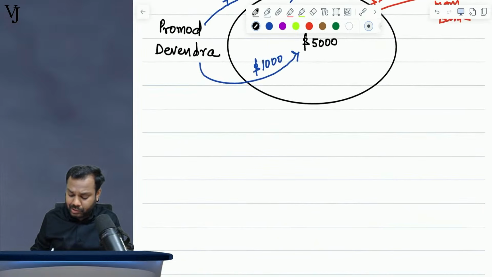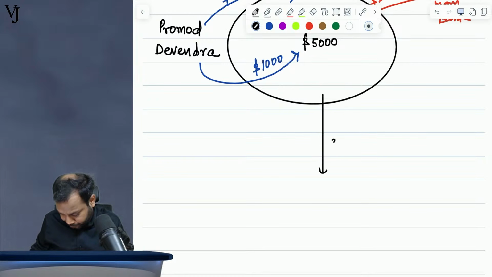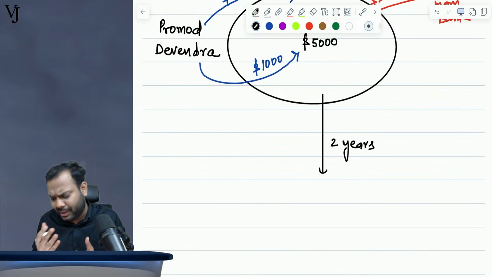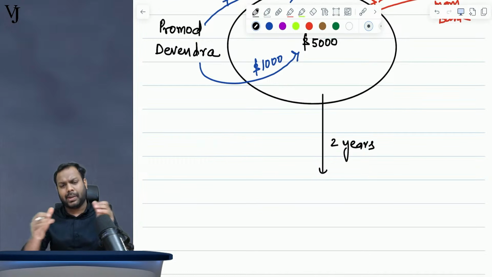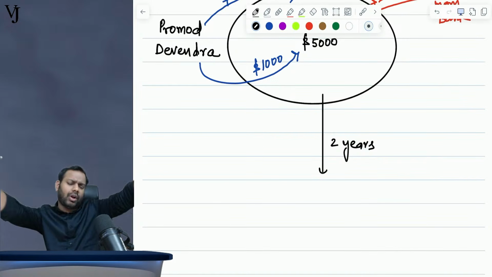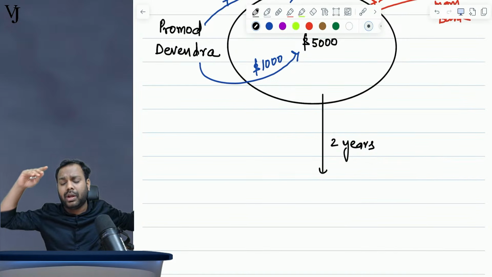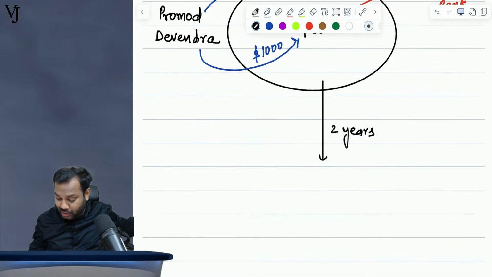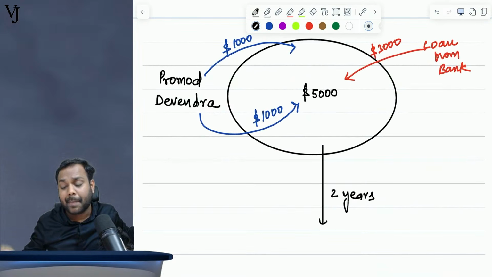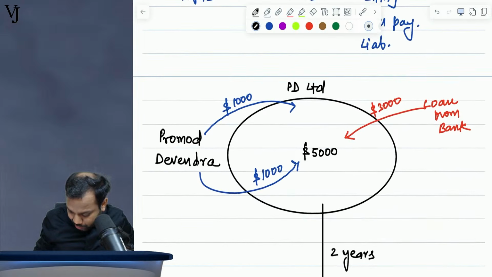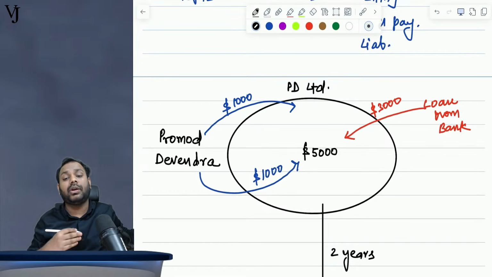They did the business for, let's suppose, around 2 years, and now something terrible happened. Pramod and Devendra fought among themselves. They said, no, we will not work together, we will work separately now. So they planned to wrap up, to wind up this company. The name of this company was PD Limited.